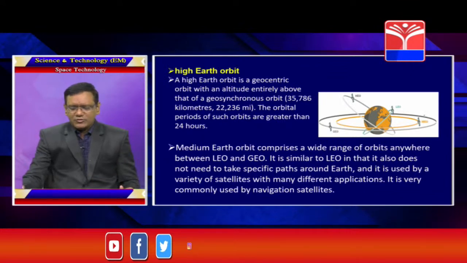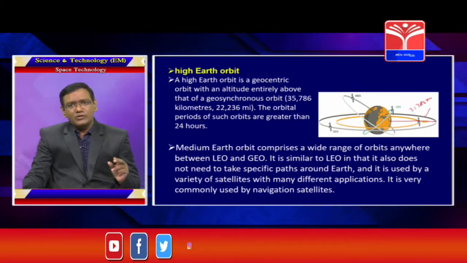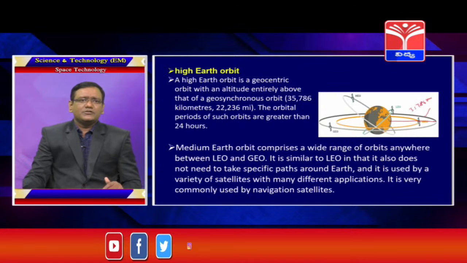So greater than 24 hours. If you look at this here, the GEO orbit is around 35,786 kilometers from the Earth. Now we have talked about LEO, that is low Earth orbit, and we have talked about high Earth orbit. So then what does medium Earth orbit comprise? It is a wide range of orbits anywhere between LEO and GEO. Then we call this a medium Earth orbit.